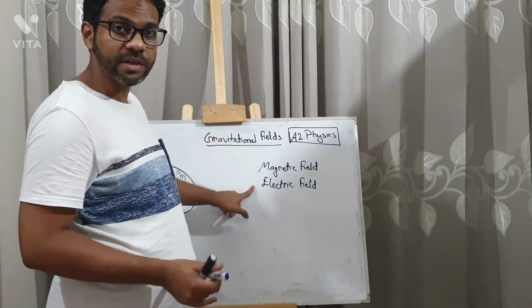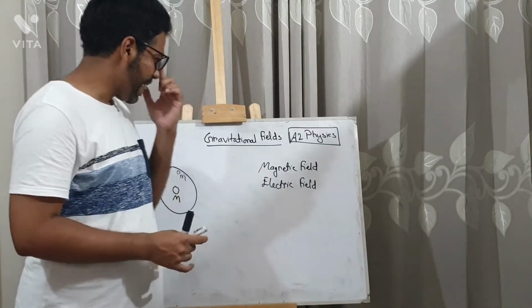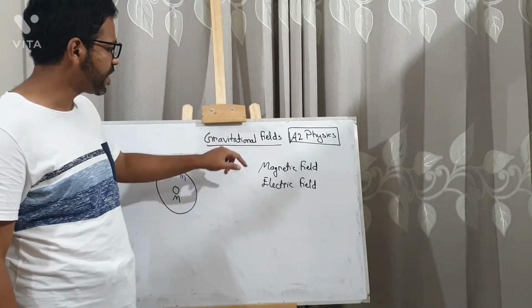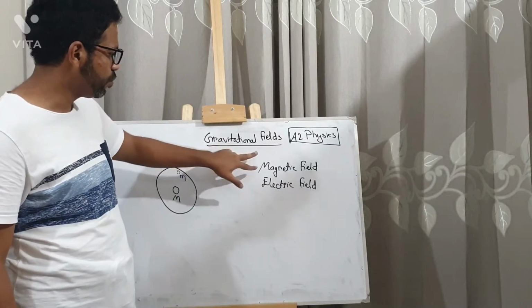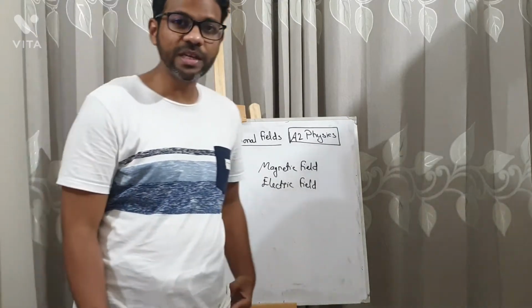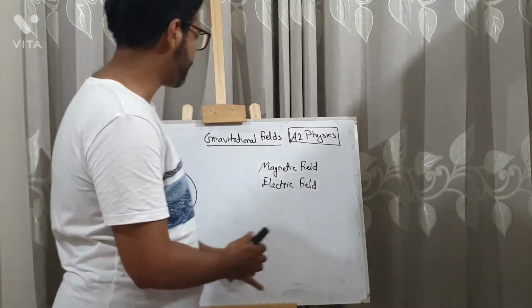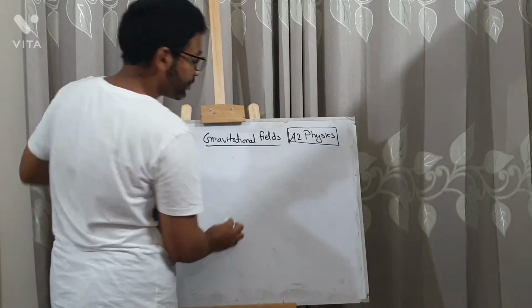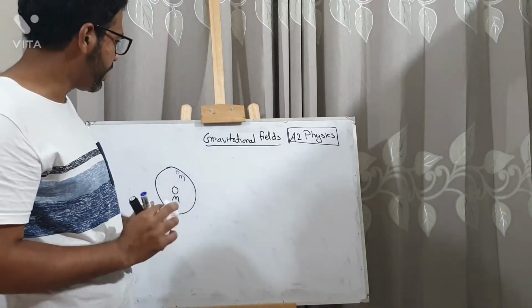Electric field we have already discussed in AS physics, and the magnetic field we will also be discussing in our A2 physics. So in A2, out of three, we will be covering two of them: the gravitational field and the magnetic field. So what is a gravitational field? You have the basic idea. It's not completely new to you. You know what a gravitational field is. How does it work? What does it do? That is known to us.